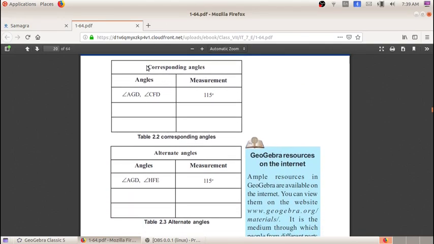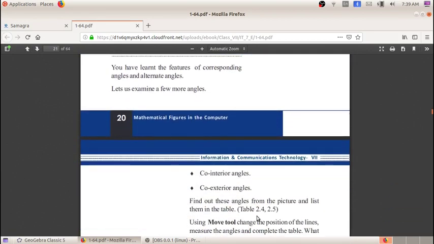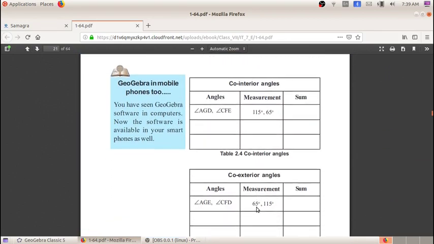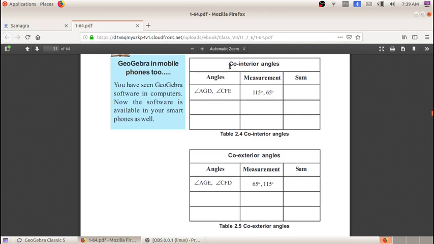The first one is corresponding angles. They have given the corresponding angles, alternate angles, and on page number 21, 2 more tables, co-interior angles and co-exterior angles. So I will show one by one where these angles are in our diagram.